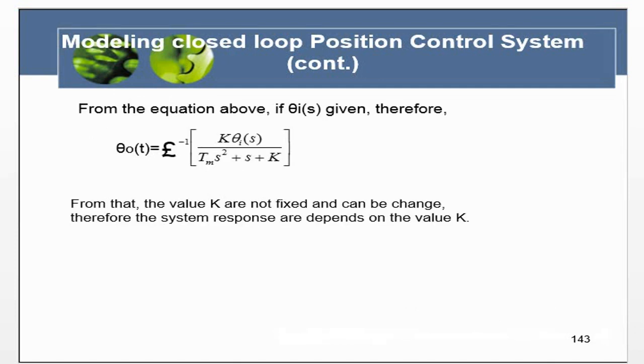From the equation above, if θi is given, we can get θo. And θo(t) we get by using the Laplace inverse of this formula. From that, the value K is not fixed and can be changed. Therefore, the system response depends on the value of K.